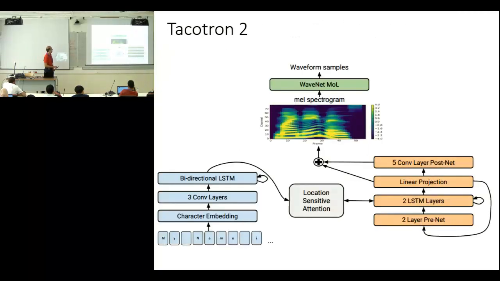Let's see the high level of Tacotron again. We have here the encoder, the attention mechanism, the decoder, which is quite complicated because it interacts with the location at the same time and has this feedback connection, and the output passes through a post-net, which improves the prediction of the decoder, and the output is the Mel spectrogram.